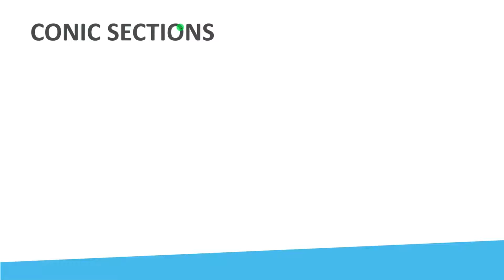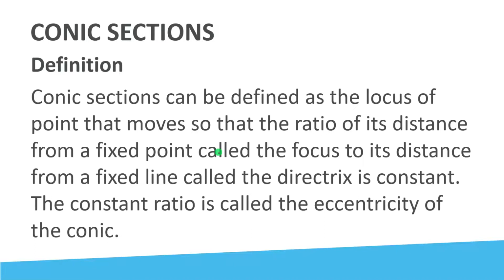Hello class, this is the second part of our lecture in analytic geometry, where I will discuss the topic conic sections. A conic section is defined as the locus of a point that moves so that the ratio of its distance from a fixed point called the focus to its distance from a fixed line called the directrix is constant. The constant ratio is called the eccentricity of the conic.